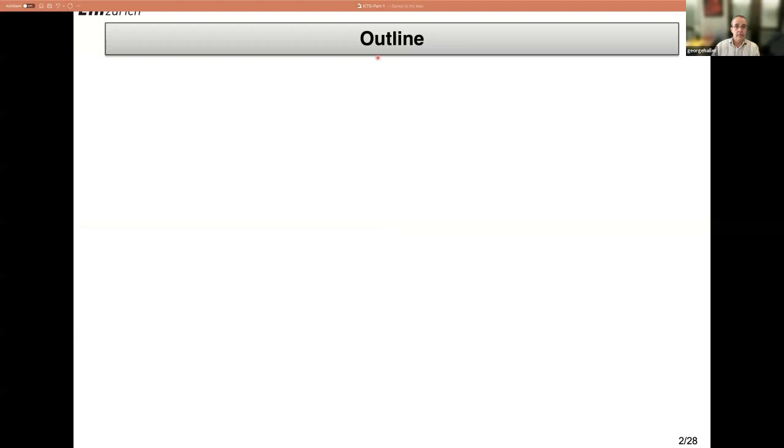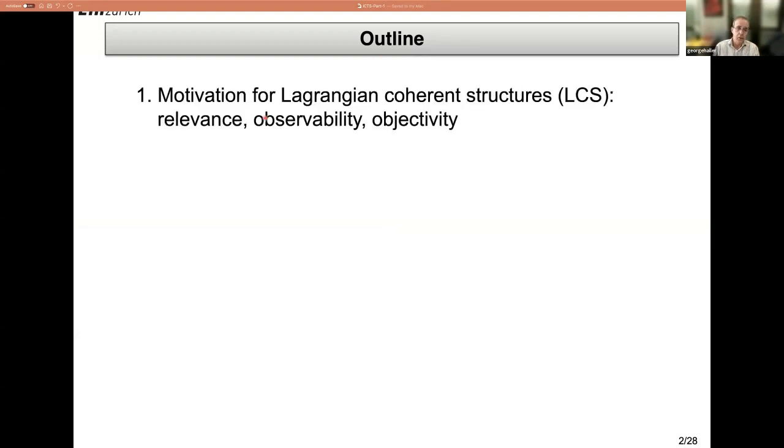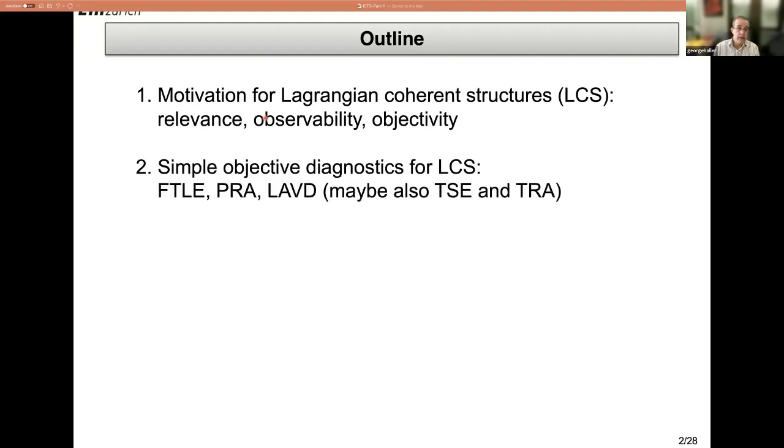So this is an outline of the lectures, a very quick one. I want to give you first the motivation for these barriers that I'm going to discuss in the first part of the lectures. And these go by now generally by the name of Lagrangian coherent structures. And I want to talk about the relevance, observability, and very importantly, their objectivity. That's also in the title.